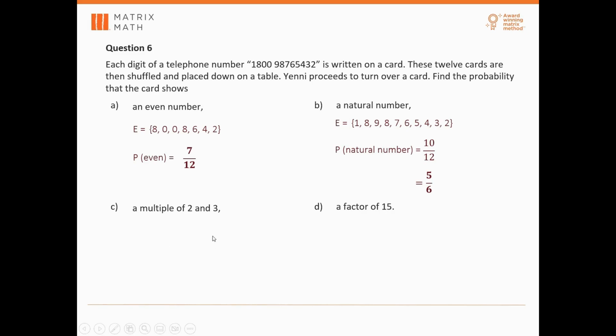Next, multiple of 2 and 3. Multiple of 2 and 3 will only be 6. Okay, so multiple of 2 and 3 will only be 6. There's only 1 6 in this string of numbers, so it's 1 out of 12.